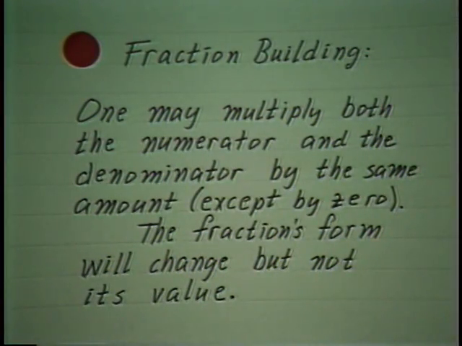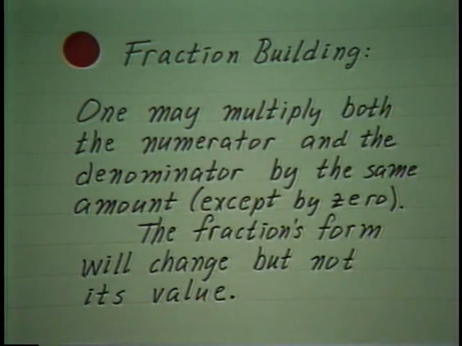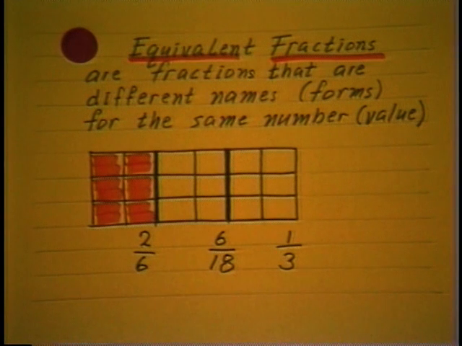Let's begin this lesson with a couple of very basic properties of fractions. The first one is an act we will call fraction building. It states that one may multiply both the numerator and the denominator by the same amount except 0. The fraction's form will change by doing this, but not its value. Equivalent fractions are fractions that are different names or forms for the same number value.